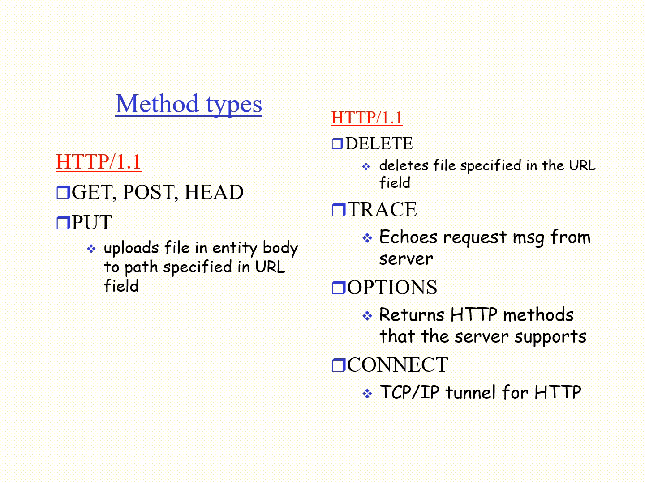Then the method types in HTTP/1.1: GET, POST, HEAD, and PUT. PUT uploads the file in the entity body to the path specified in the URL field. Then some additional methods are there. DELETE deletes the file specified in the URL field. TRACE echoes the request message from the server. OPTIONS returns the HTTP methods that the server supports. And CONNECT is a TCP/IP tunnel for the corresponding HTTP connection. These are some of the methods which can be used with HTTP.